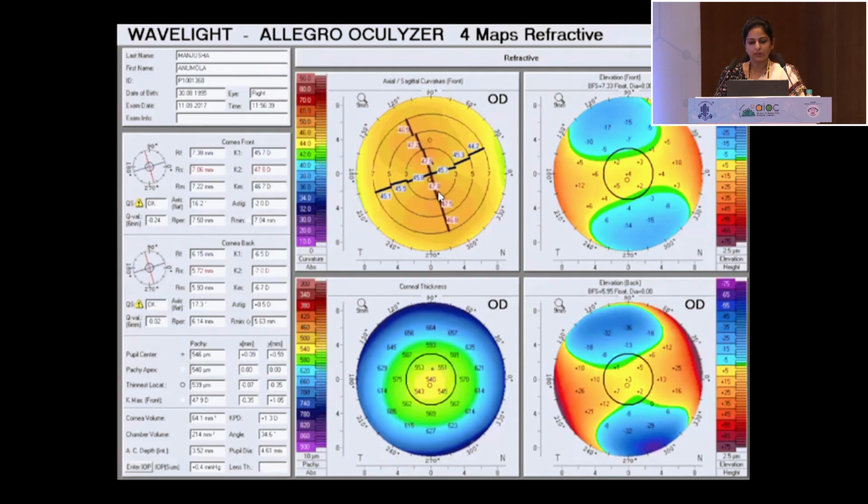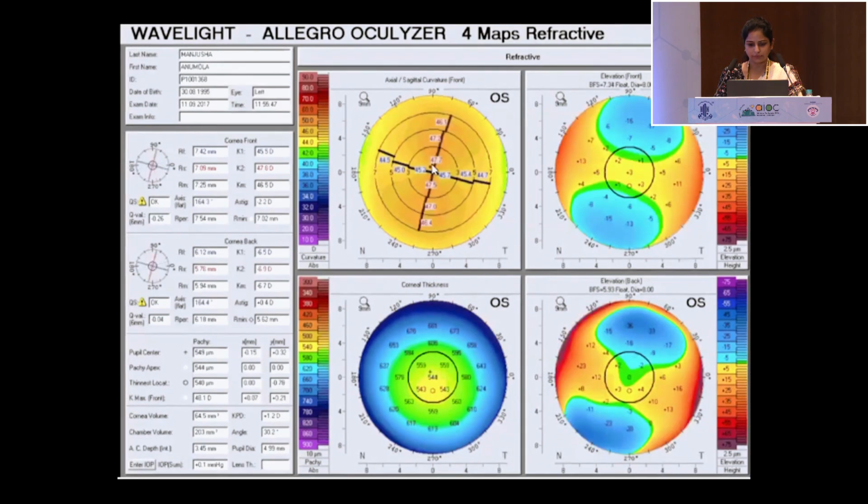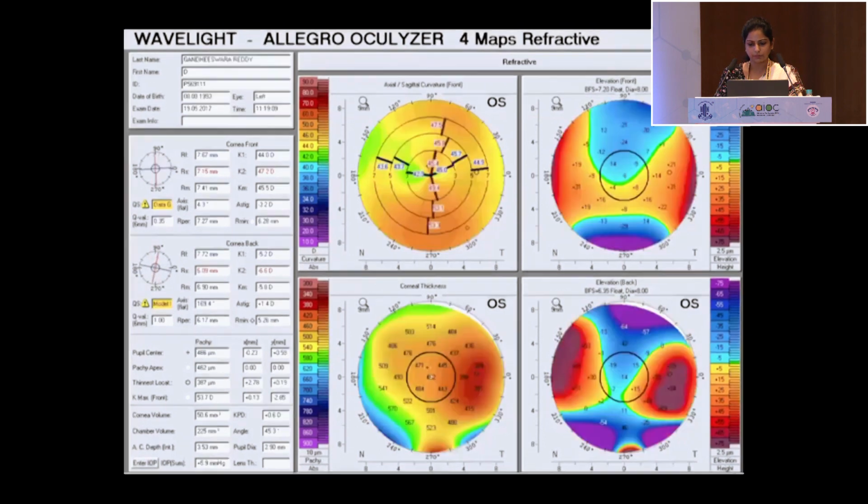Another example is like here, what you see is a symmetric bow tie pattern is present, but the cornea is somewhat steep. Corneal thickness is normal, the anterior posterior elevations are normal, and this eye is absolutely normal because the symmetrical bow tie is present. It is a steep cornea, but it is a normal eye. And the other eye has also the same finding, so this is just a steep cornea and not keratoconus.